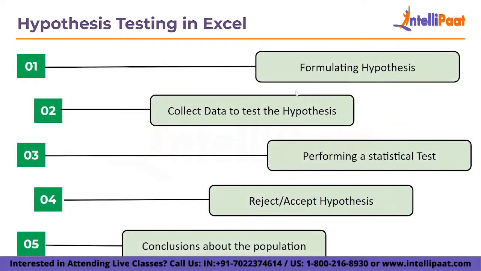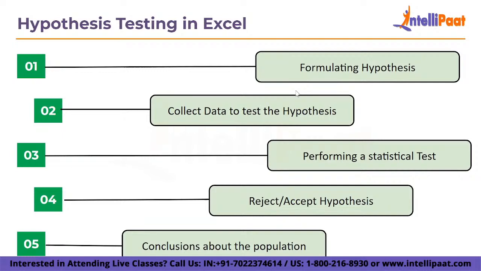First one, formulating the hypothesis, which can be null and alternate hypothesis. For example, let's say you are testing if the proportion or the mean of two samples is equal or not. So there'll be a null hypothesis which will state, okay, the means of the samples will be equal, and then there'll be an alternate hypothesis which will say no, they are not equal.